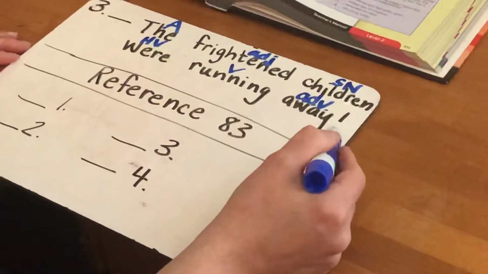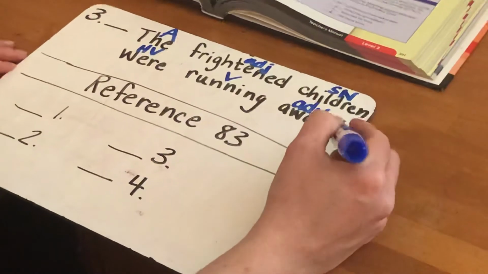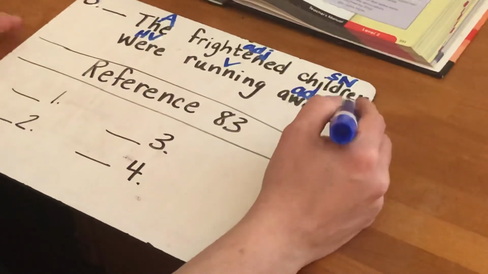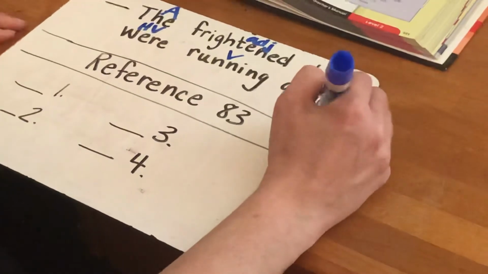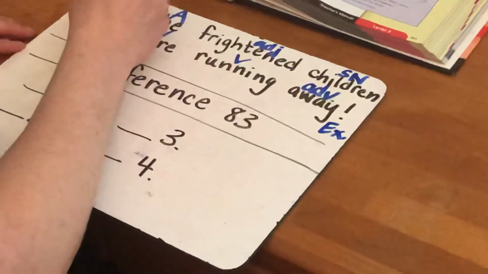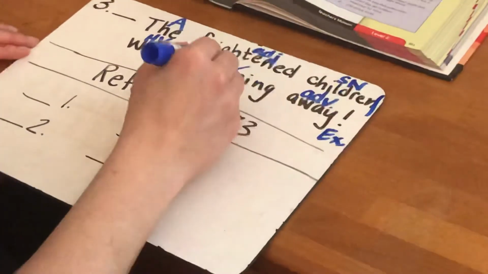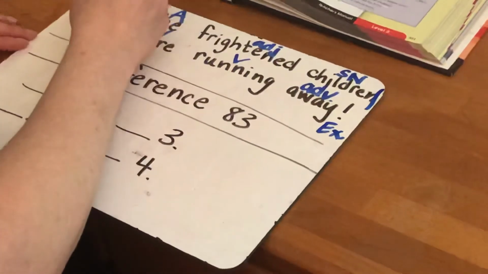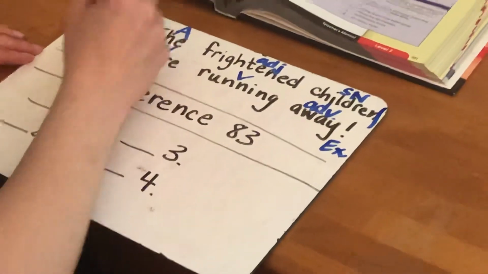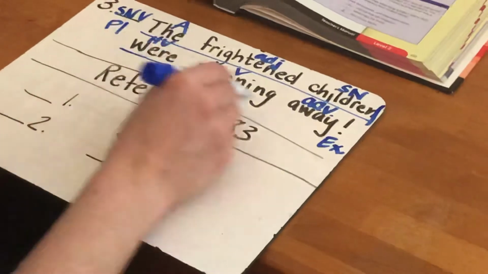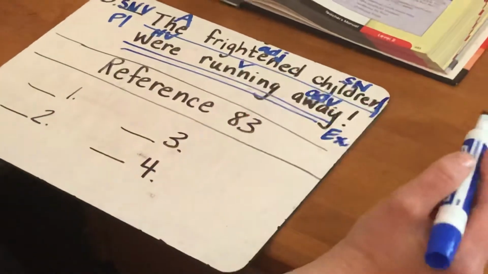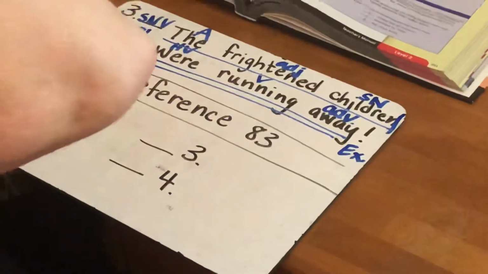This sentence ends in an exclamation point, so it's an exclamatory sentence. It's showing strong feeling. EX. Skill check. Subject noun, verb, pattern 1. The frightened children is our whole complete subject. Were running away is our whole complete predicate. So we underline that twice.